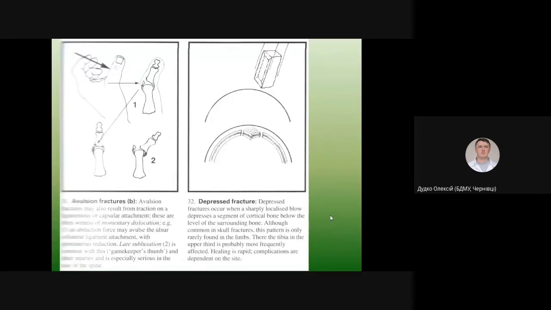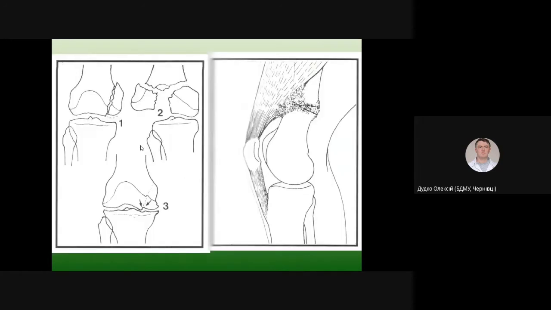If we're talking about joints, sometimes ligaments are ruptured, or sometimes they cause avulsion fracture of the fragment where the ligament is attached. So usually for these cases, treatment requires reduction of dislocation. We may fix it with a mini screw to the base of the phalanges and of course apply plaster of Paris bandage.